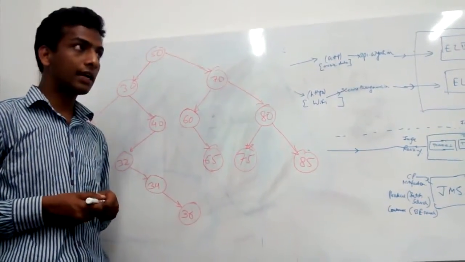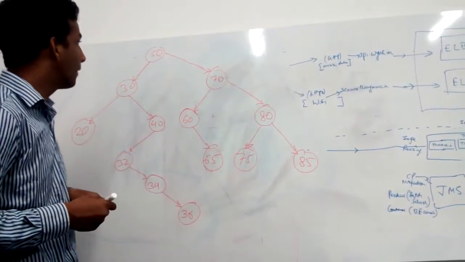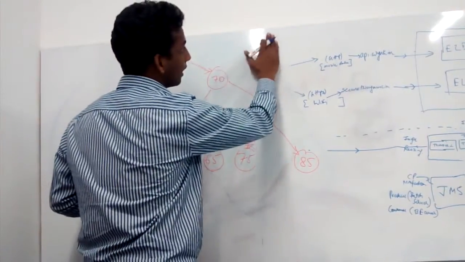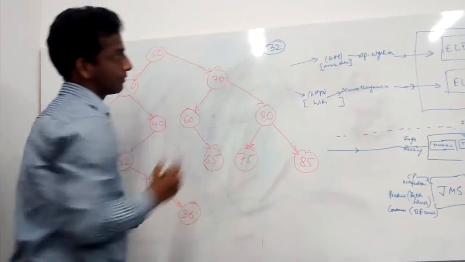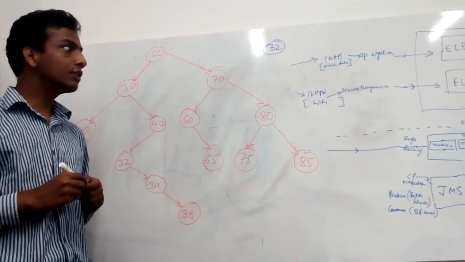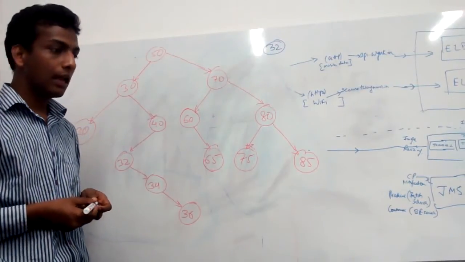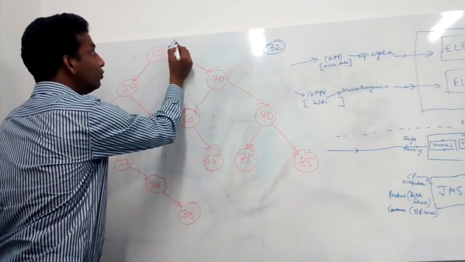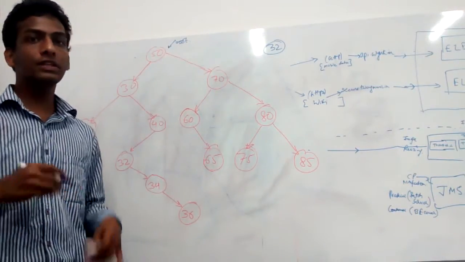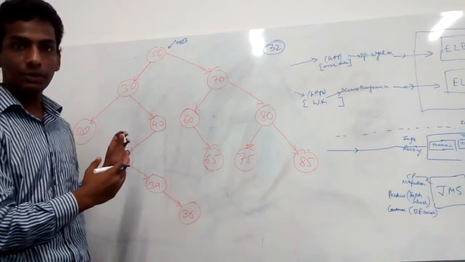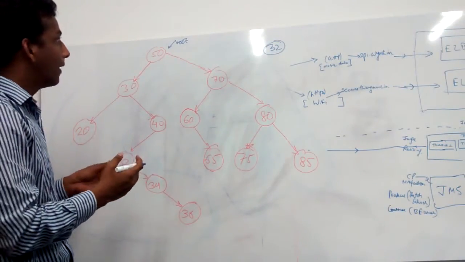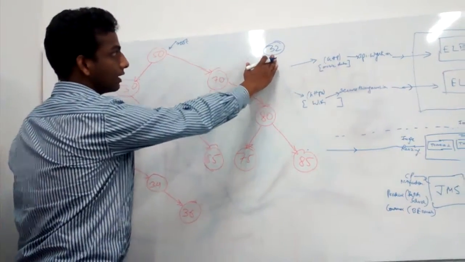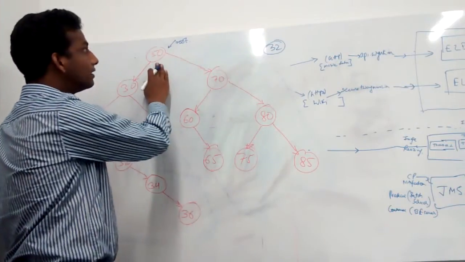So now let's look at how to search in a binary search tree. Let's say we have to search for the number 32 in this tree. We have a pointer to the root. Since we know that the left subtree would always be smaller than the root and the right subtree would always be greater than the root, we compare the node we have to search with the root.